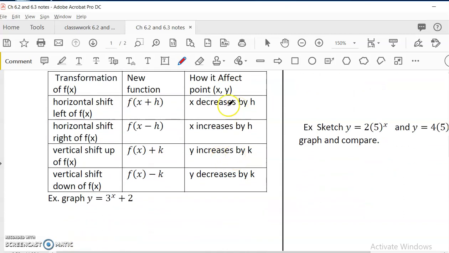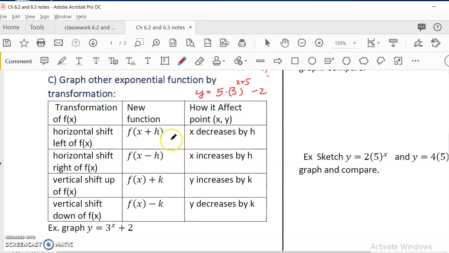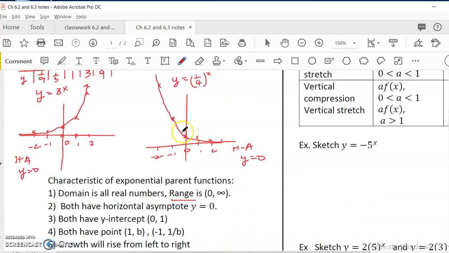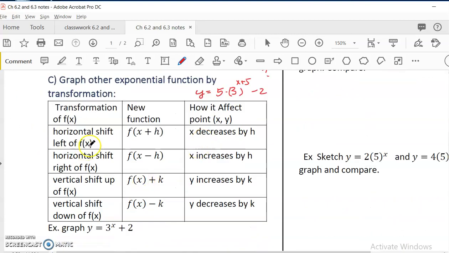So we use the technique that we learned in 3.2 maybe, on transformation of parent functions, but now we have a new parent function, which is b to the x. So we have the same thing. If you have f of x plus h, meaning you have plus and minus in the exponent instead of b to the x, then it is a shift left or right. Plus means shift to the left, minus means shift to the right.